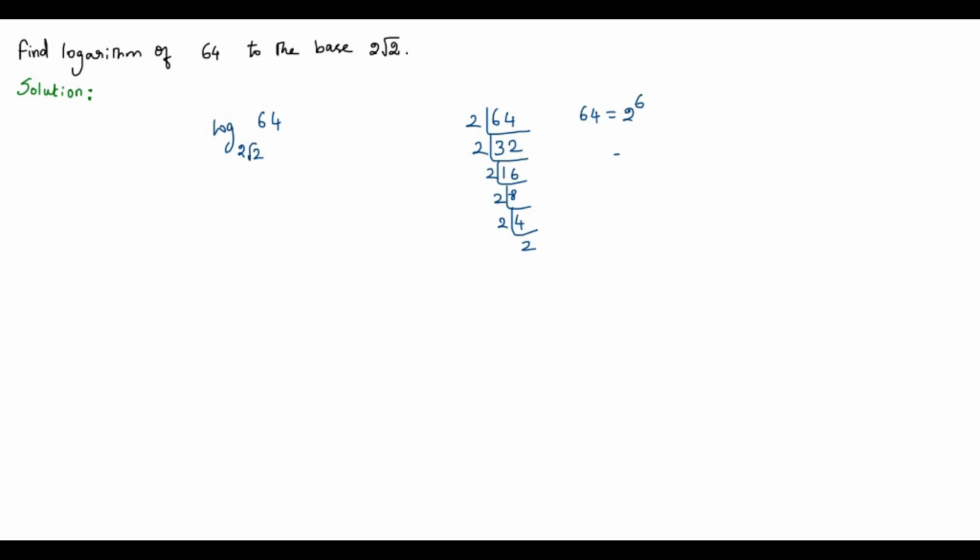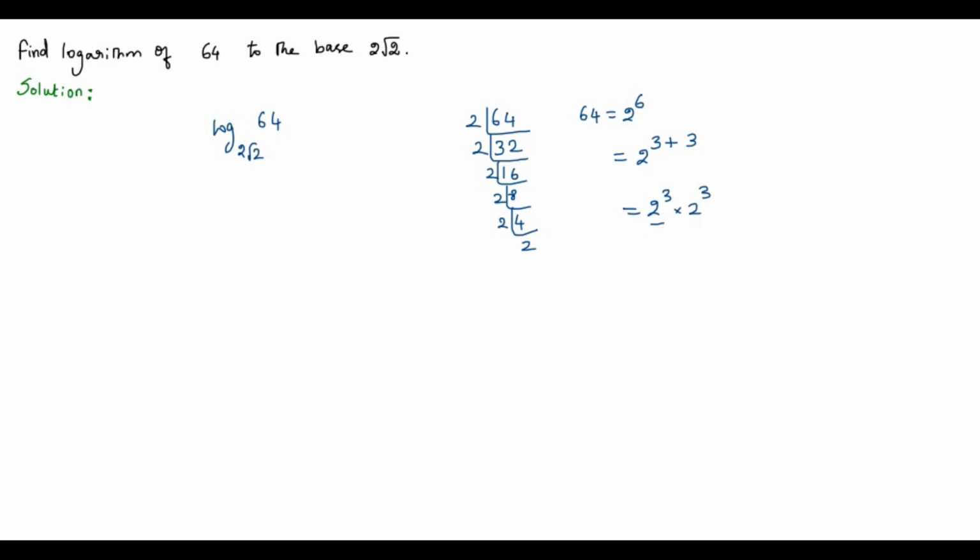Okay, I got 64 in terms of an exponent of 2, but I need 64 in terms of an exponent of 2 root 2. I need two 2's, the first 2 without square root, the second 2 with square root. For a trial, I am going to split the exponent 6 as 3 plus 3. Then we can split 2 to the power of 3 plus 3 as 2 to the power of 3 times 2 to the power of 3. Okay, I got two 2's.